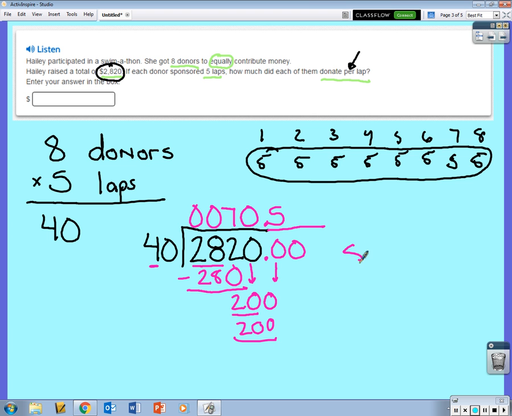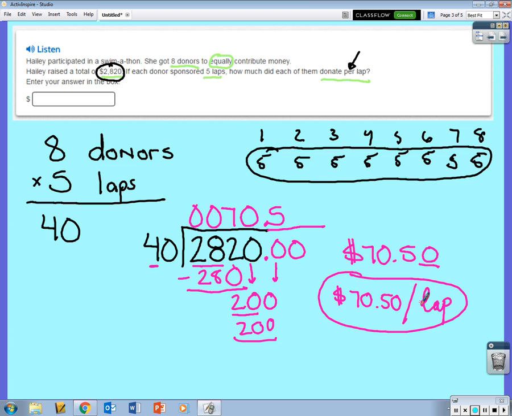So, leaving me with a total of each person donated $70 and, I can't have money and have no number in the hundreds place. So I will annex a 0. So she was receiving $70.50 per lap. That's what I'm looking for. Nice label too. Hope that one makes a little sense.